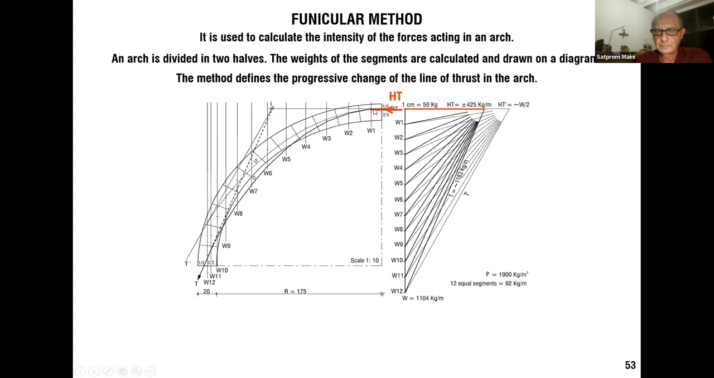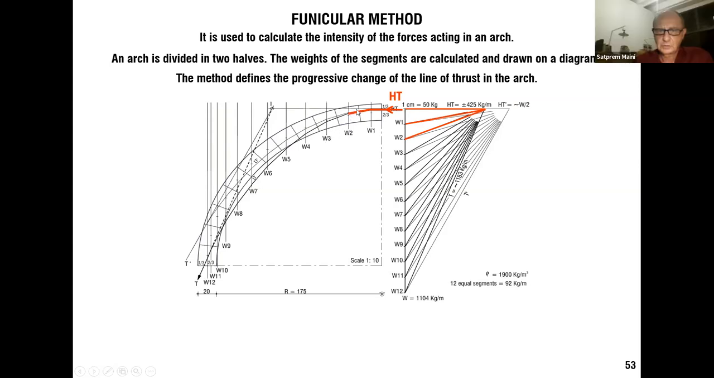It comes here. It encounters the first weight of the first voussoir, which is here. And then it will have a different angle. And then it encounters the second weight. It gets this angle. In fact, you have two diagrams. One is called the force diagram, which is just lines which symbolize the different forces, and then these forces onto the arch. And this is called the form diagram.